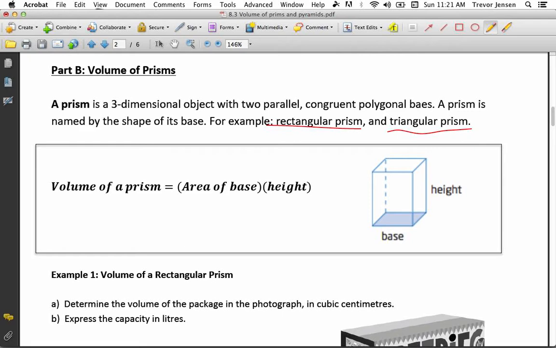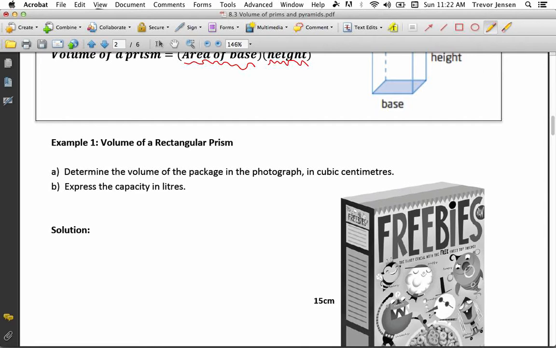How you find the volume of any prism, all you have to do is find the area of the base. So for a rectangular prism, find the area of the rectangular base, or for a triangular prism, find the area of the triangular base, and then multiply that area by the height of the prism. Okay, so let's look at how we would do this for a rectangular prism.